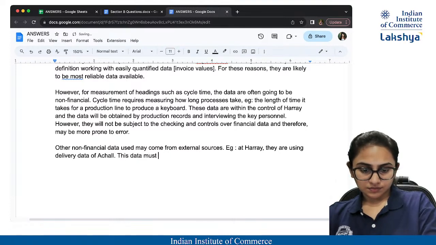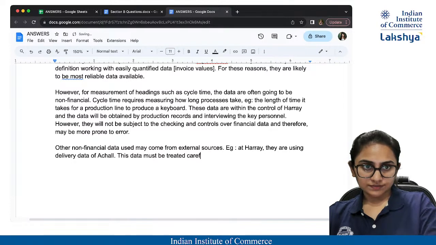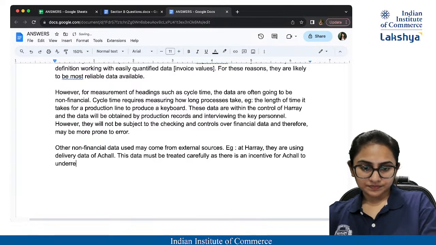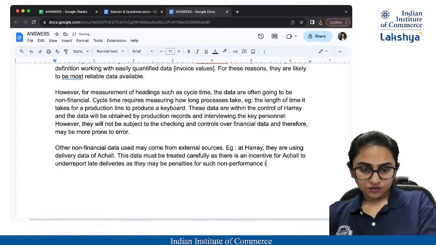This data must be treated carefully as there is an incentive for Actual to underreport late deliveries, as there is a penalty for such non-performance in their contract with Harry.